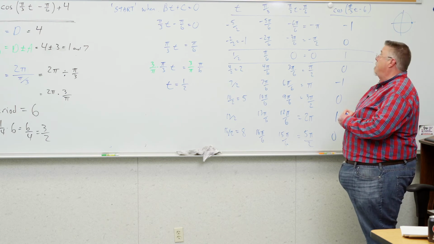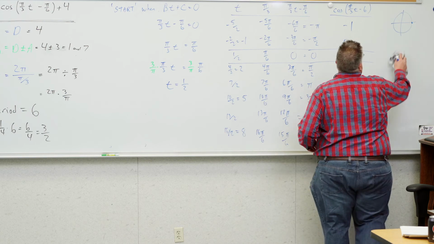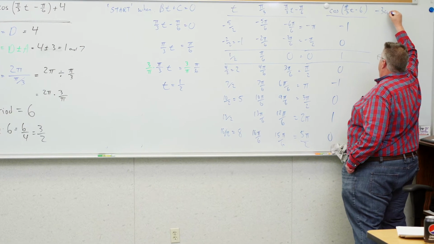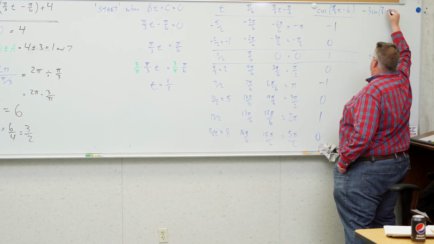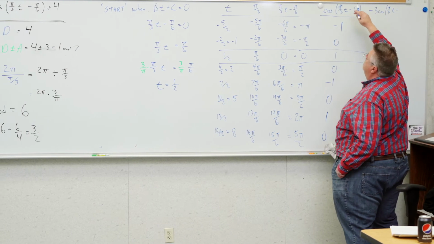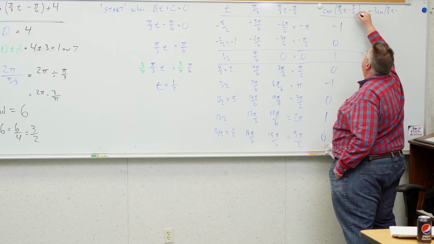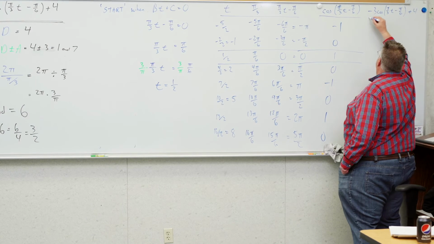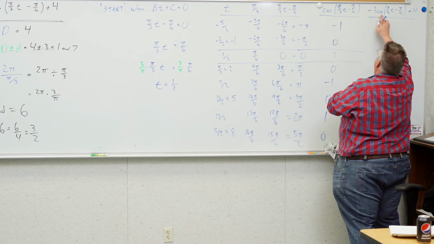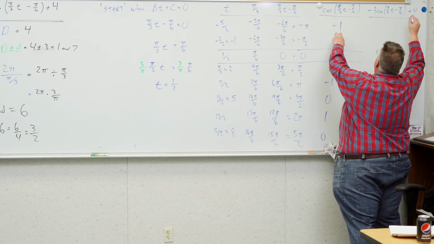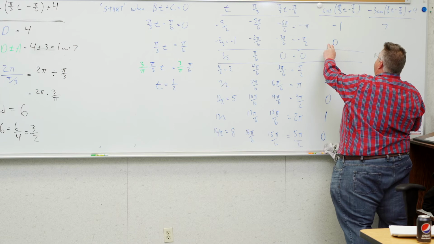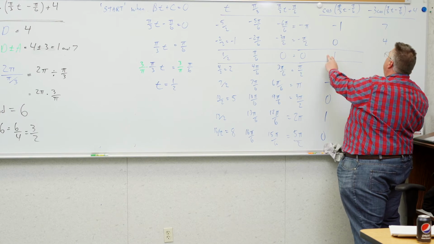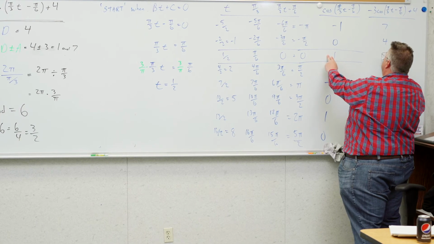And finally, -3 cosine of this guy. I wrote 6 here. It should have been pi over 6. Plus 4. So take this guy, multiply it by -3 and add 4. 1 times -3 is -3, plus 4 is 1. Multiply this by -3, it's still 0. Add 4, I get 4. Multiply this by -3, I get 3. Add 4, I get 7.